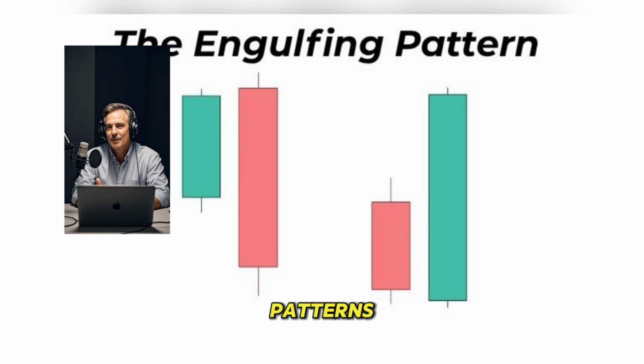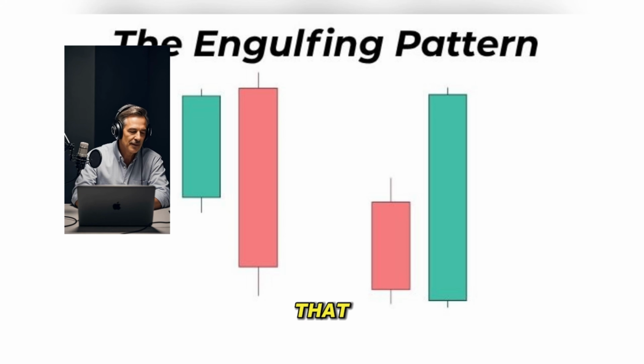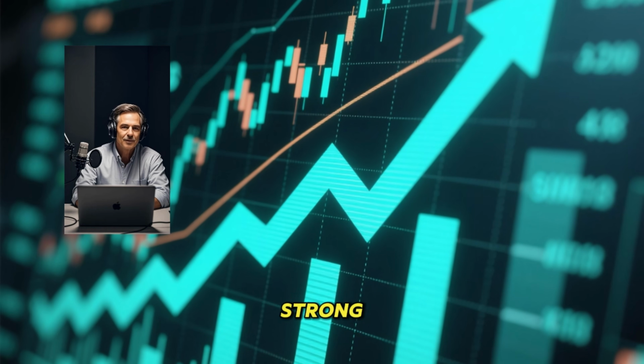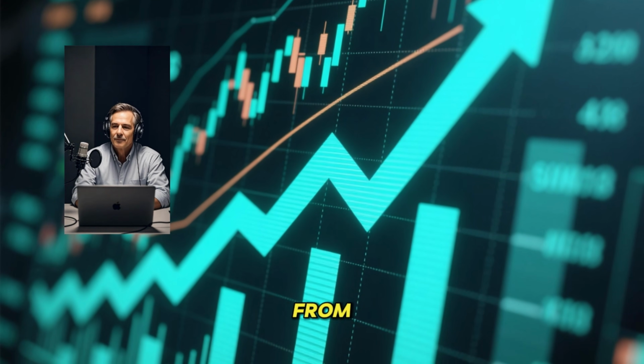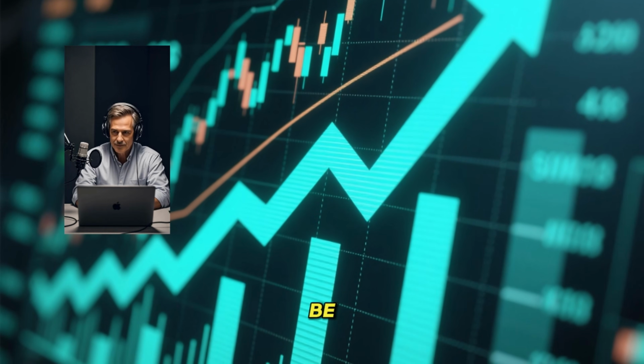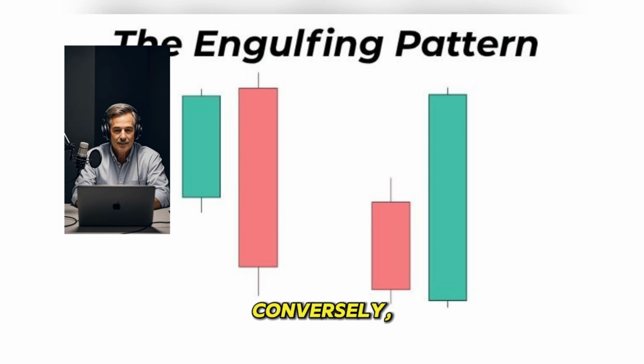Moving on to 2 candle patterns. One of the most famous is the engulfing pattern. A bullish engulfing pattern occurs when a small bearish candle is followed by a larger bullish candle that completely engulfs the previous candle's body. This is a very strong sign that buyers have taken over from sellers and an uptrend may be starting. Conversely, a bearish engulfing pattern, where a large bearish candle engulfs a smaller bullish one, is a powerful signal of a potential move down.